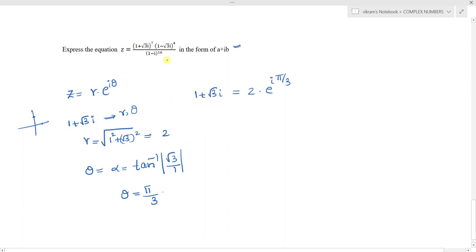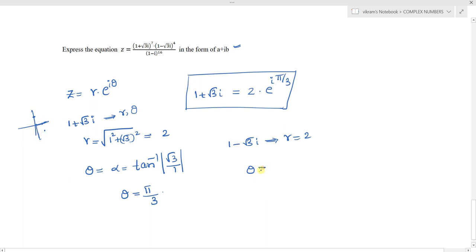Now what about the second one, 1 minus root 3i? This was 1 plus root 3i; now what is 1 minus root 3i? For this one, what is the modulus? r is again 2, the square root of 1 square plus root 3 square. And what is the argument theta? To find theta, first, which quadrant is it in? 1 minus root 3i: real part is positive, imaginary part is negative. It is in the fourth quadrant.